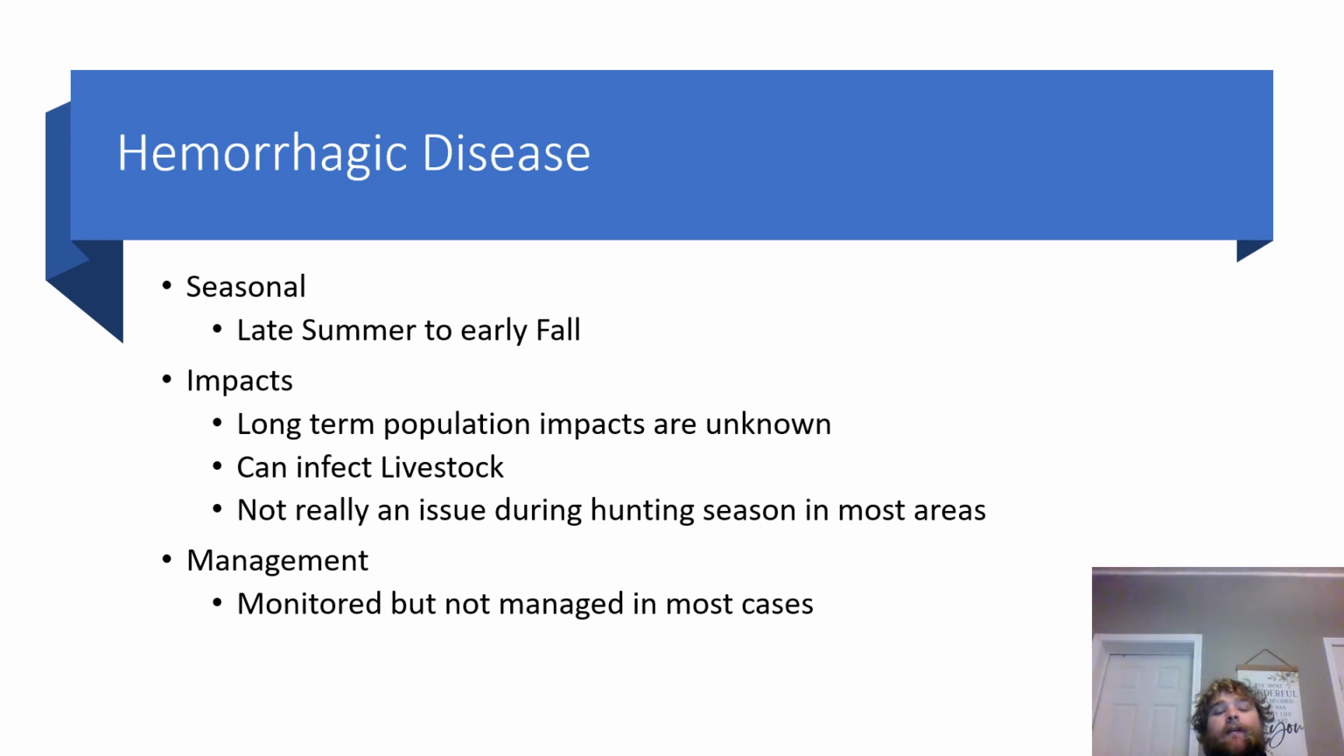The hemorrhagic disease is pretty seasonal. It's going to be from late summer to early fall, so a fairly short window actually. And then the long-term population impacts of it are still being learned. They are unknown for the most part. One concern is it can affect livestock.